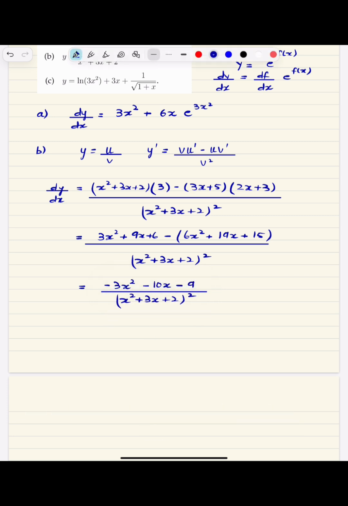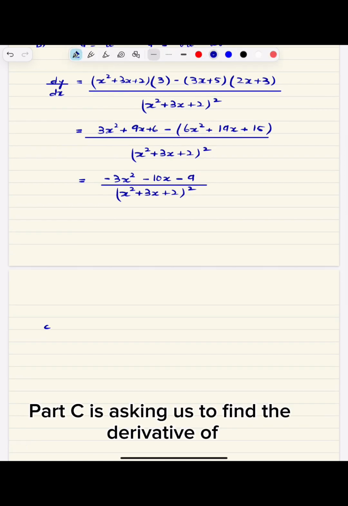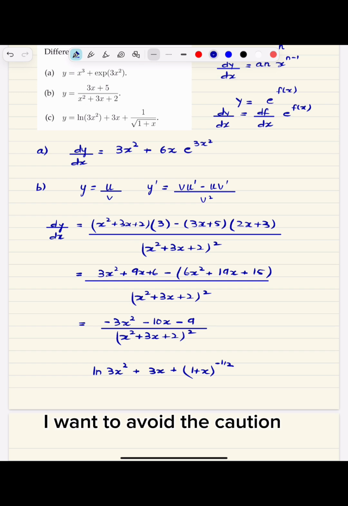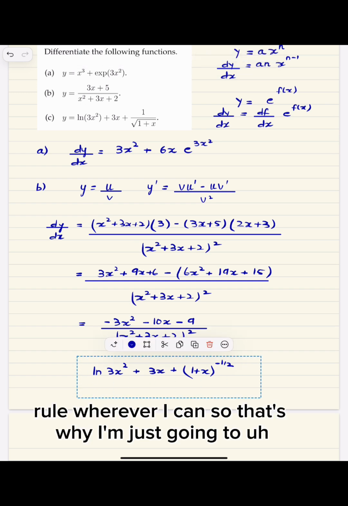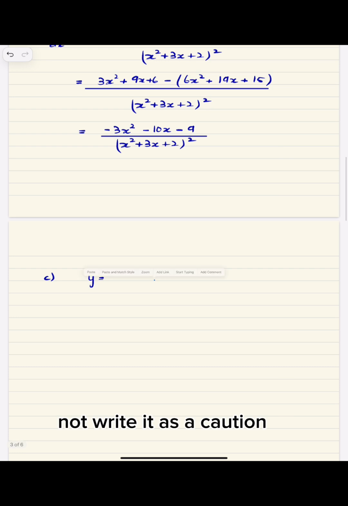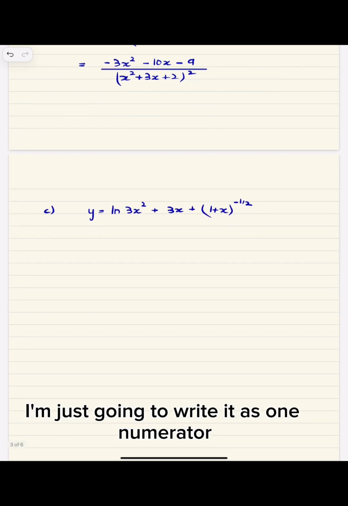Okay, next part C. Part C is asking us to find the derivative of ln(3x^2 + 3x + 1) plus x to the power minus half. I want to avoid the quotient rule wherever I can, so that's why I'm not going to write it as a quotient. I'm just going to write it as one numerator.